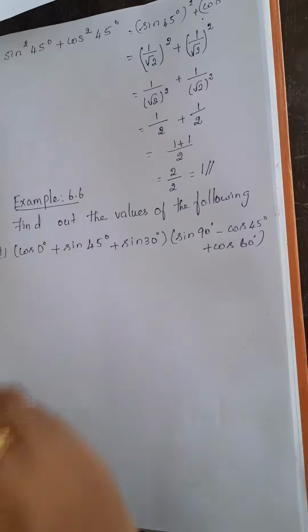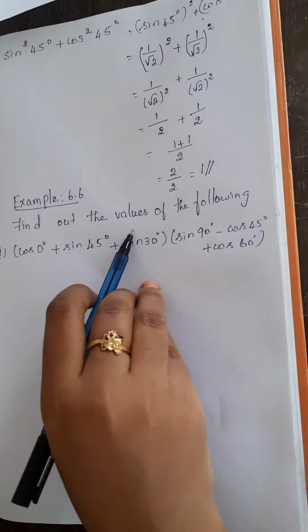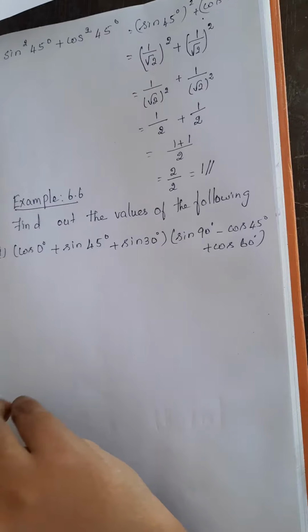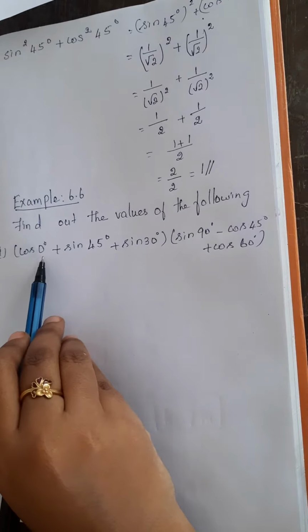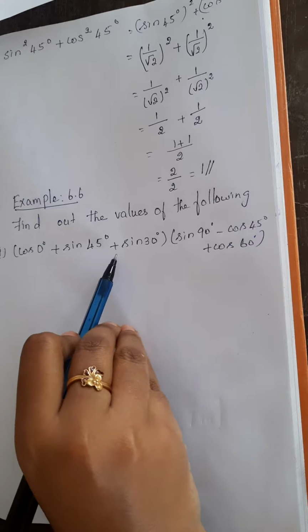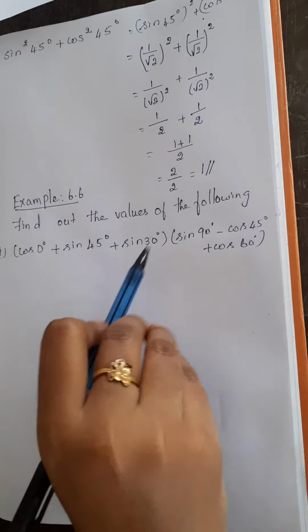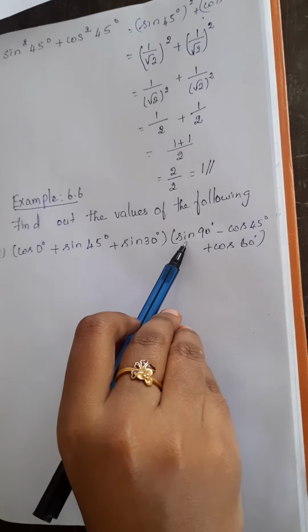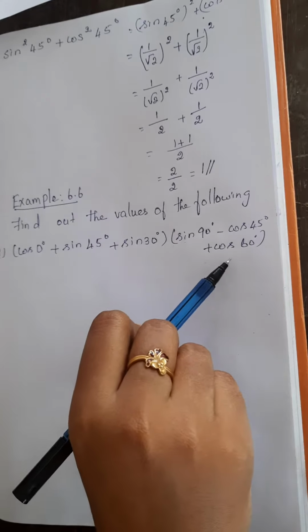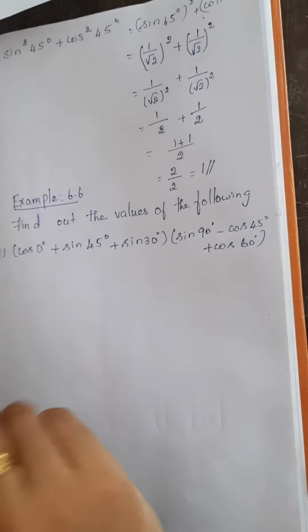Next example, example 6.6. Find out the values of the following. Two problems are there. First we can do the first problem. That is sin 0 degree plus cos 0 degree plus sin 45 degree plus sin 30 degree into sin 90 degree minus cos 45 degree plus cos 60 degree. Solution.